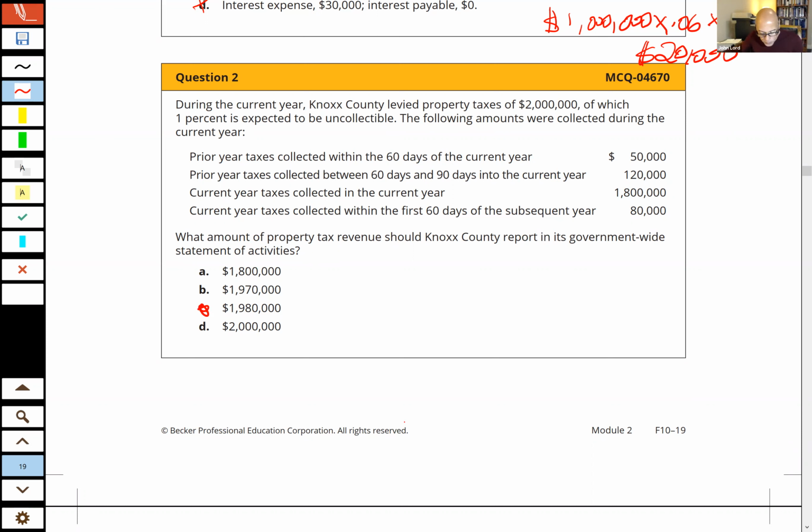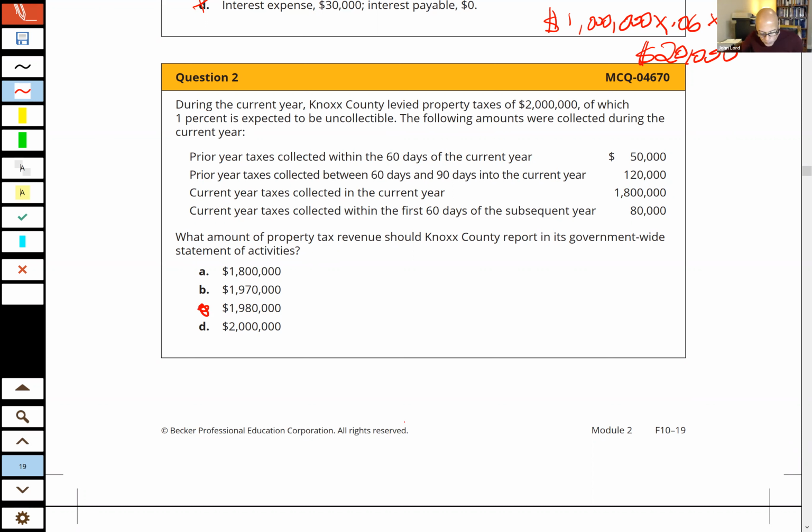Now when you look at this, they give us information about when this money is going to be collected and whatnot. They tell us that it's 2 million, 1% is uncollectible, and then they ask government-wide. Now, if it's government-wide, we're using what? Full accrual accounting rules, but for revenue recognition, remember we say, well, look, we reduce the revenue even under full accrual accounting by the amount we think we're not going to collect.